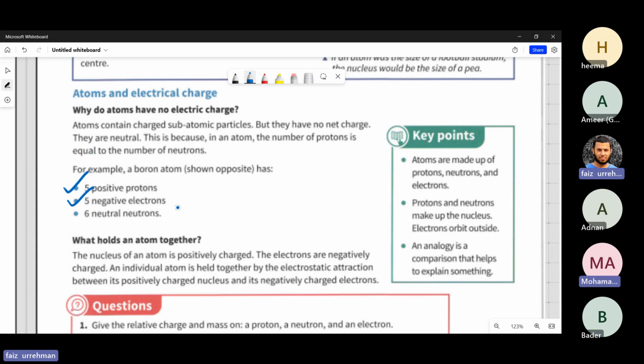Because neutron will not give you any extra charge. Neutral. Okay, so it will be neutral overall. So that's why they mention here that they have no net charge. There is no overall charge, no resultant force. In physics we studied no resultant force. If you have 100 Newton going here and 100 Newton going here, what is the resultant? 0, because 100 minus 100 equals 0.